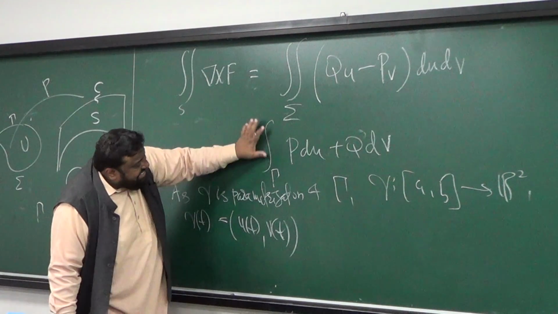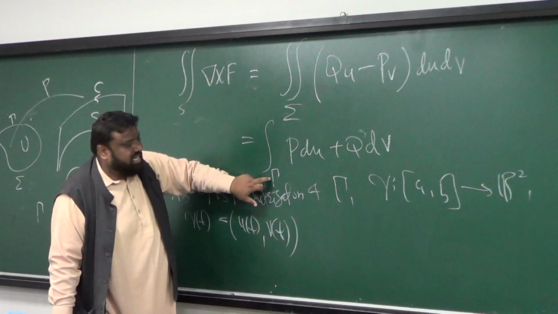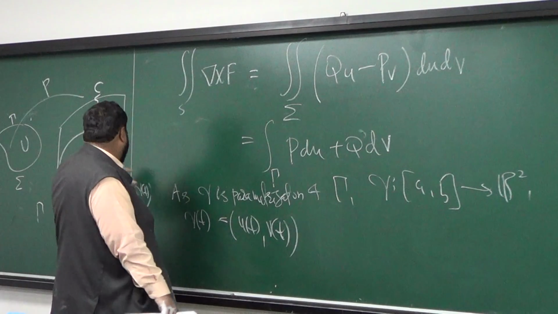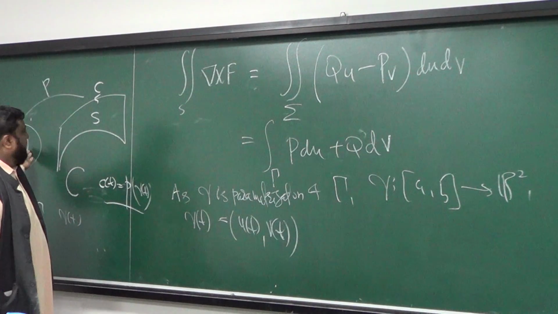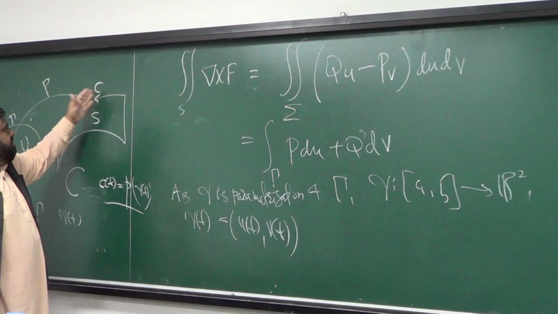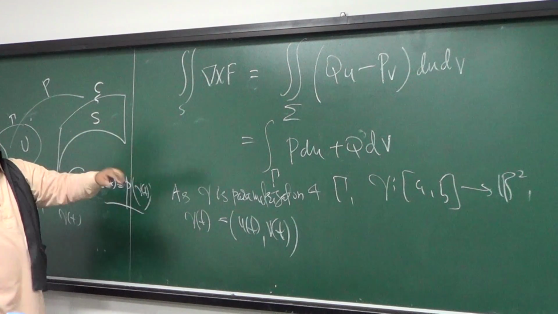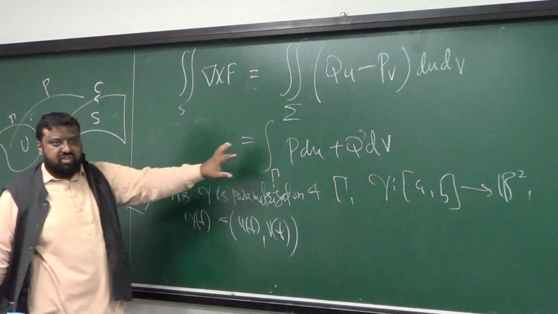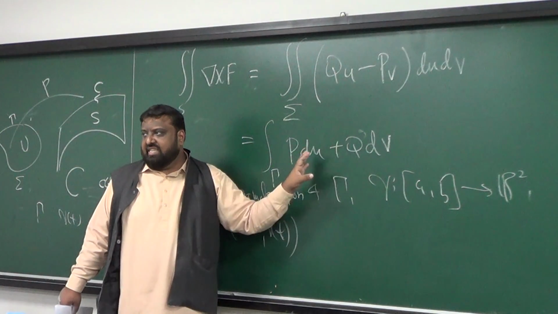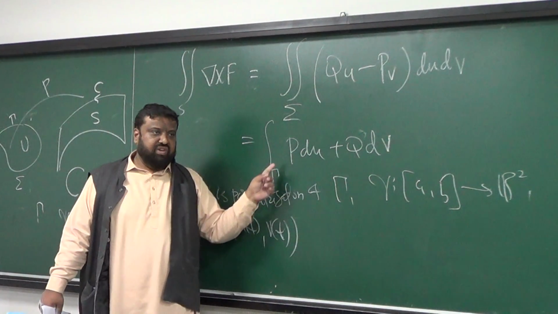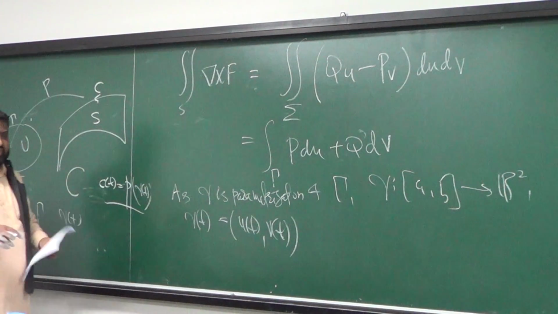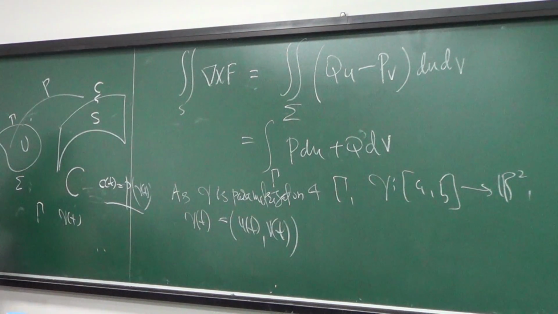So I have this integral with respect to the boundary of this region, but I want a line integral along the boundary of this surface, not this region. So I need to somehow convert this line integral into an integral over the boundary. This is what we would like to have.